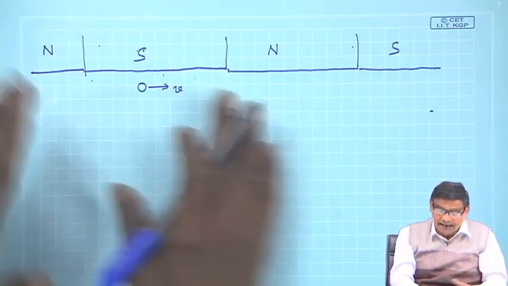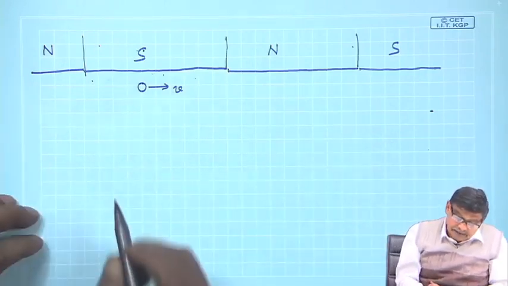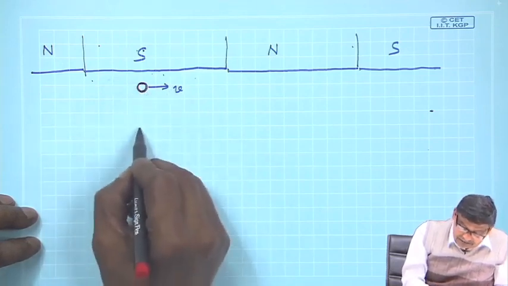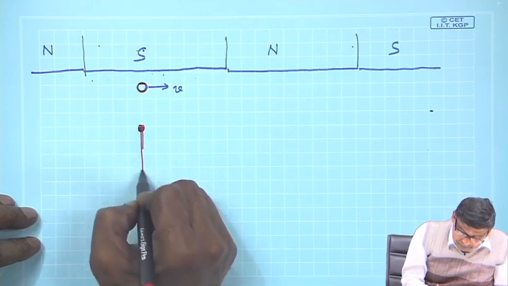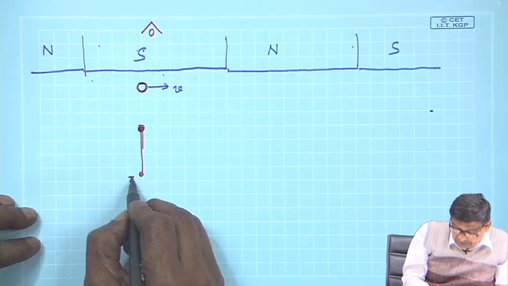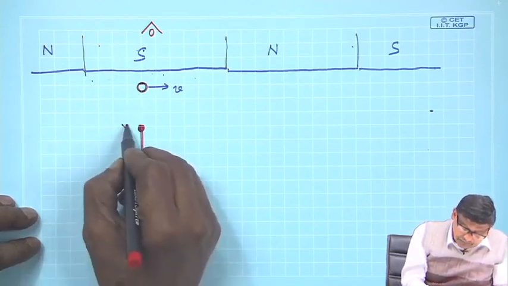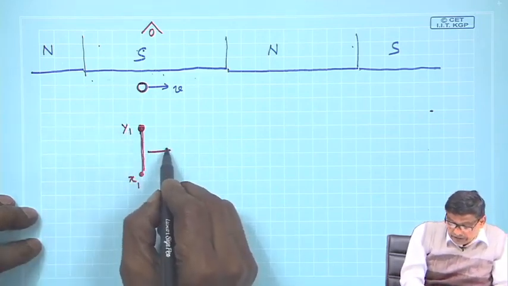Suppose the magnets are arranged in such a way, and a single conductor is moving, and this conductor length you can see if you look from the top. So, this is suppose x1 and this is suppose y1, this is the conductor, and it is moving with a velocity v.